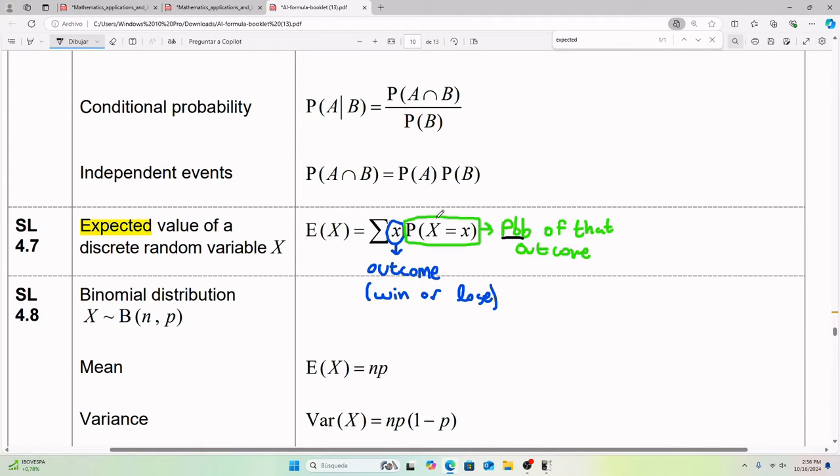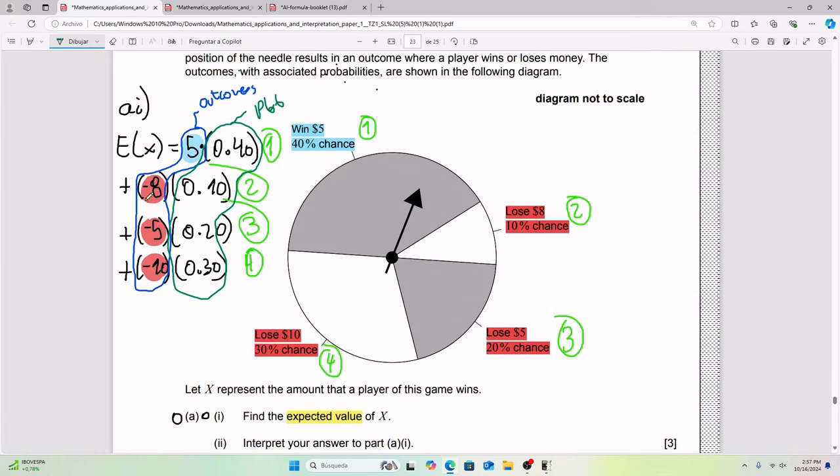See? So expected value is not that hard. You just have to have the intuition that it's just going to be the outcome times the probability of that outcome, and all of them being added up together. Dale? If it's win, you're going to be adding your dollars, and if it's lose, you're going to be subtracting your dollars. Makes sense, ¿cierto? So that's probably as clear as I can leave it.